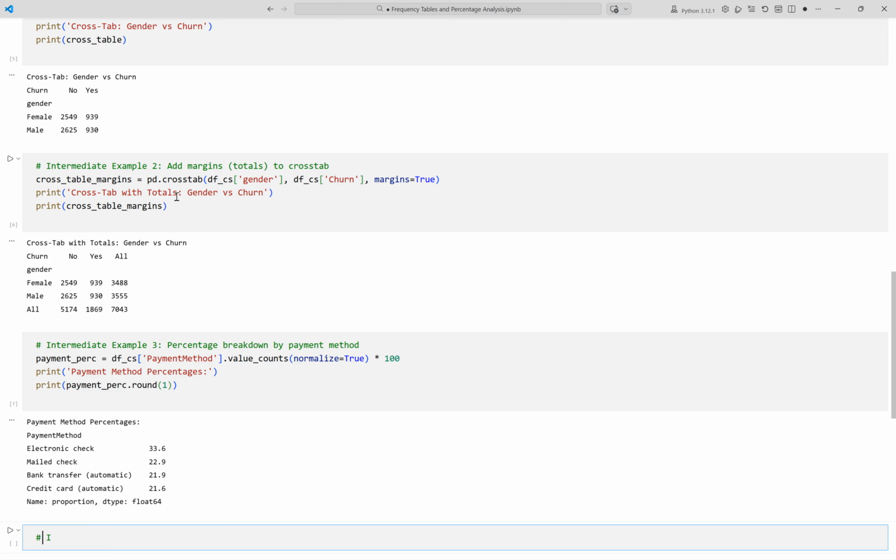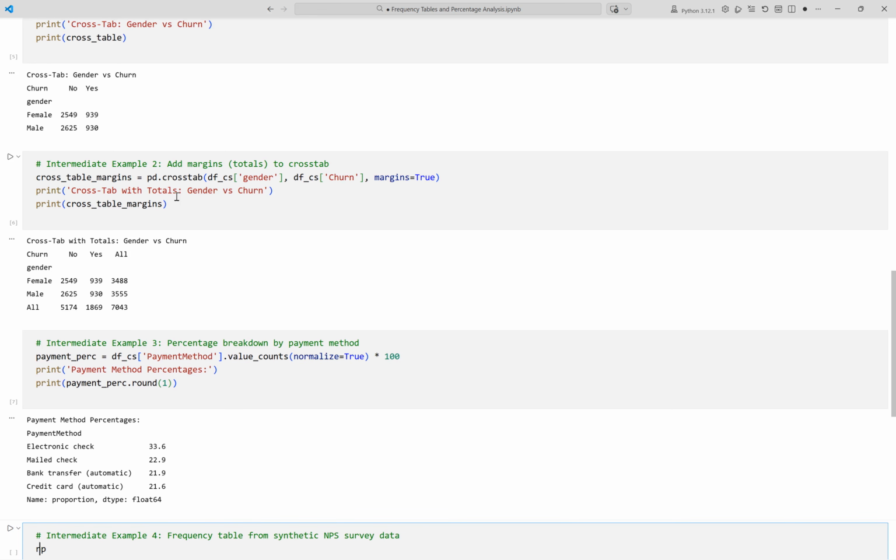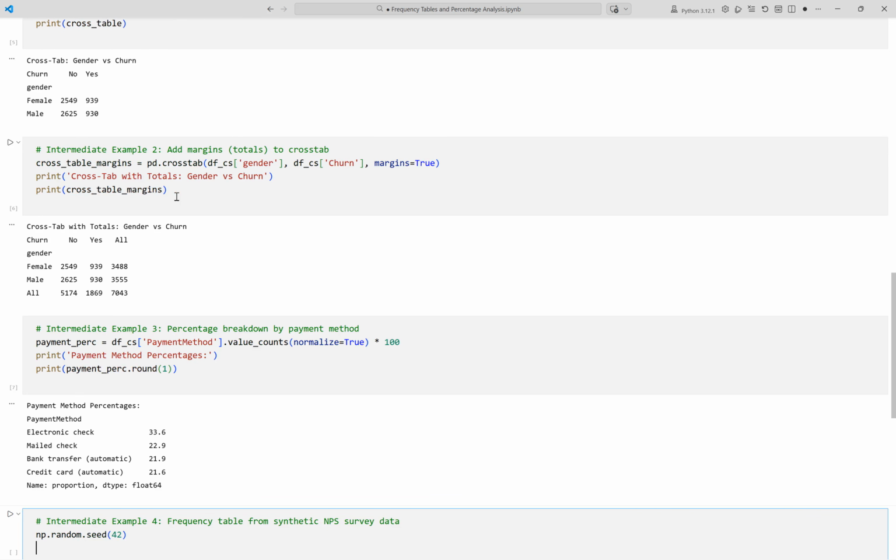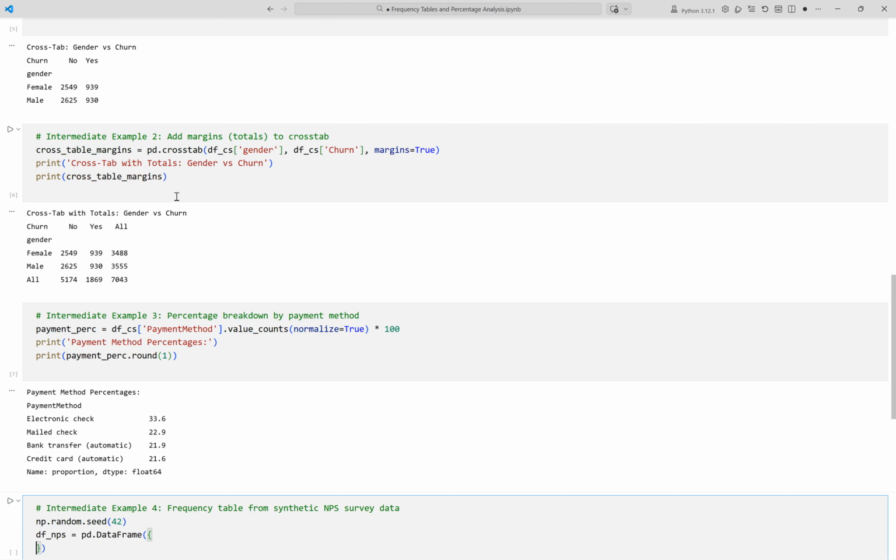NPS puts a number on loyalty, higher scores mean more promoters. We set the seed to 42 for reproducibility. We create a synthetic dataset for NPS survey results. Each row is one customer.